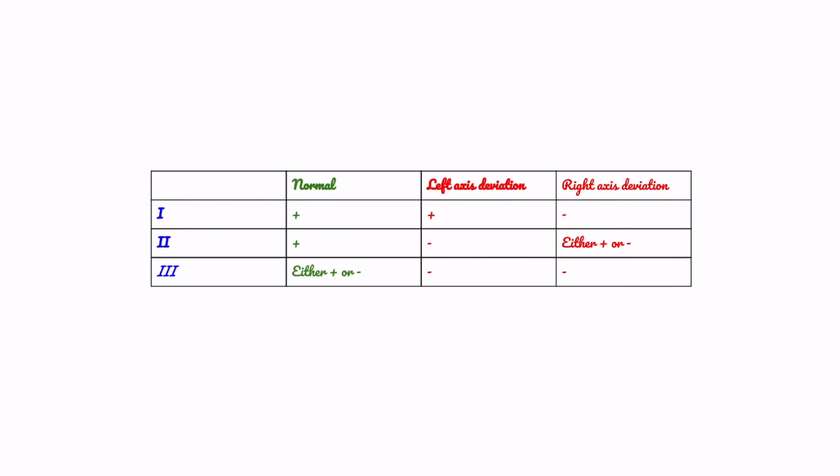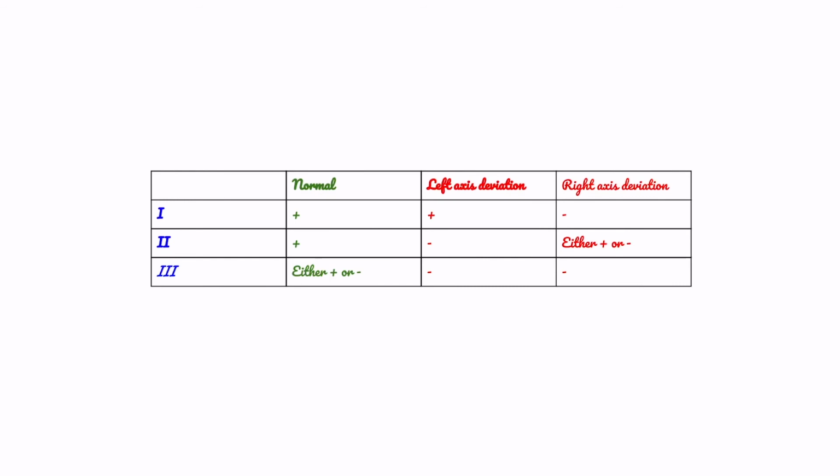Looking at lead 1, if the QRS complex is pointing up, it is either normal or left axis deviation, and if it is pointing down, it is right axis deviation. Looking at lead 2, if the QRS complex is pointing up, it is normal, and if it is pointing down, it is left axis deviation.